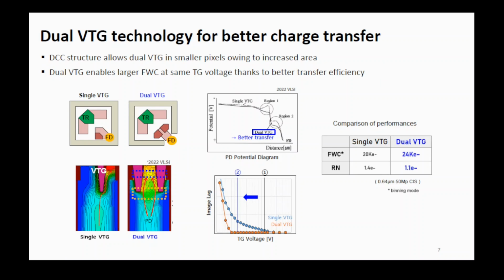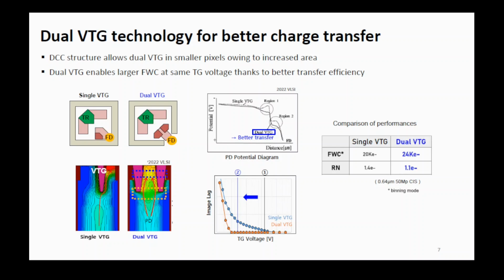And also, we developed dual VTG technology. Actually, when we adopted the FDTI the first time, the photodiode depletion region was buried deeply under the silicon. So in order to transfer charge effectively from PD to FD, we had to develop the VTG structure. VTG represents a vertical transfer gate.